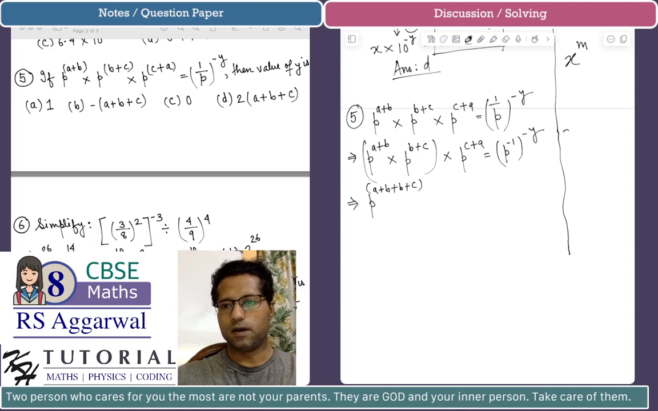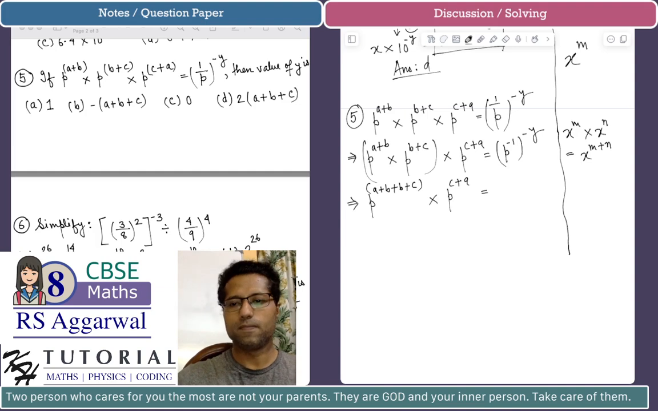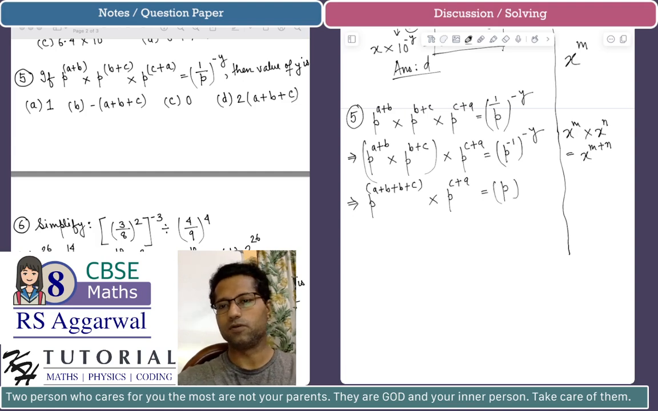So I have applied the concept of x raised to the power m multiplied by x raised to the power n is equal to x raised to the power m plus n, and I have the product p raised to the power c plus a equals to, now on the right hand side I have p raised to the power minus 1 and that whole is raised to the power minus y. So I can write it as p raised to the power, the power will be the product of the two powers, that is minus 1 multiplied by minus y.